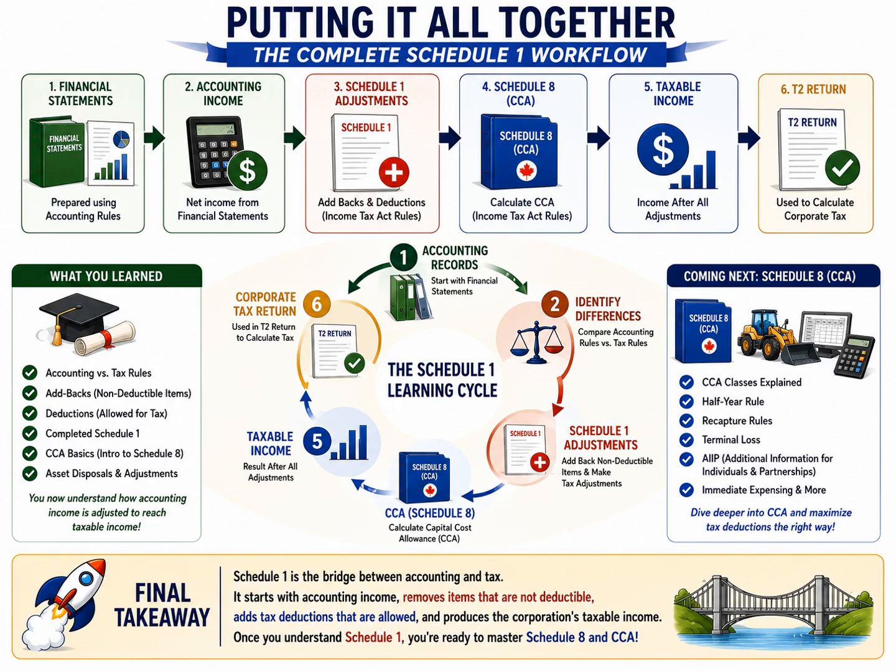So remember the one key idea from this entire chapter. Schedule 1 starts with accounting income, removes items that are not deductible, applies deductions that are allowed under the Income Tax Act, and produces the corporation's taxable income. Once you understand that process, you've mastered one of the most important building blocks of corporate tax preparation and are ready to move on to the more advanced CCA calculations in Schedule 8.